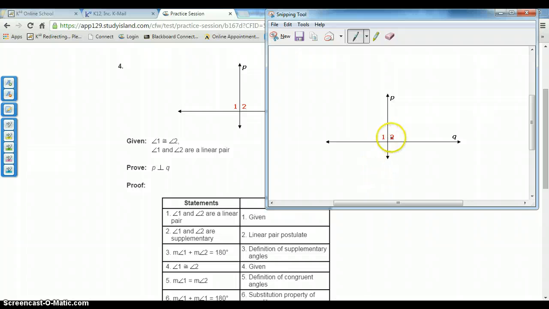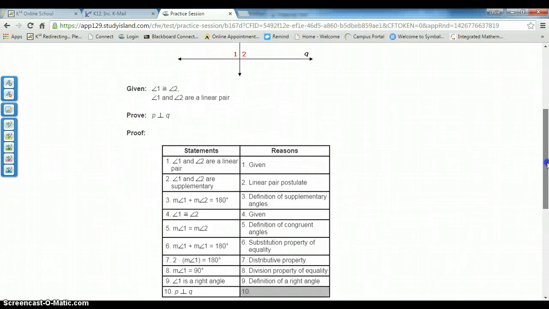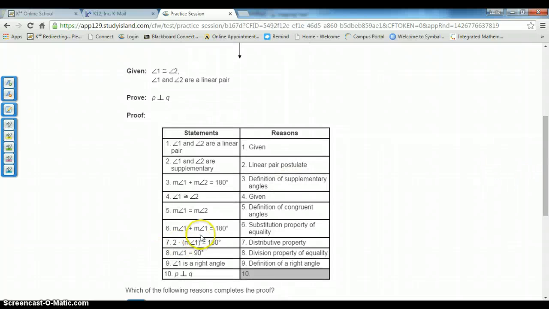And now we know that these angles are congruent. That's given. Okay? And that means the measure of angle 1 is equal to the measure of angle 2. That's the definition of congruent angles. So now, since they are equal to each other, we can replace angle 2 with angle 1 because they are congruent, okay? And that's the substitution property.